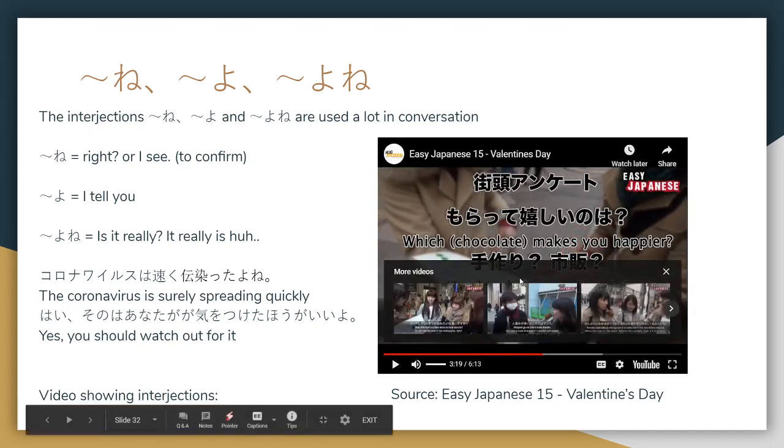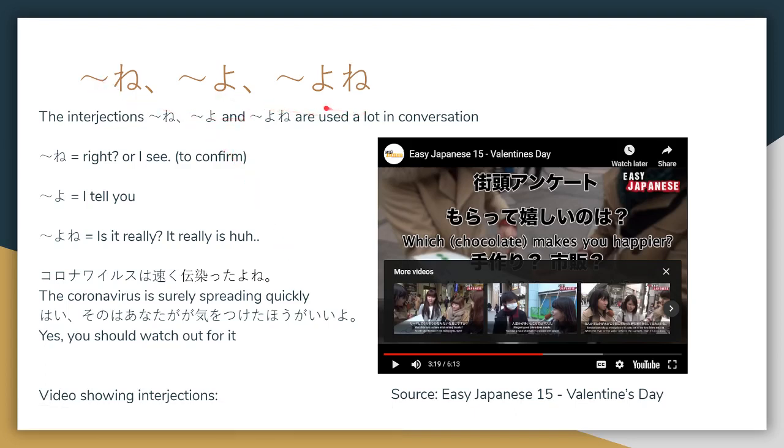Okay, so as you can see, a lot of ne is used. Yo is not used as much, but in the previous video I watched, Easy Japanese number 13, I think, yo ne was used. So yo ne is often used whenever you are expressing surprise. If you're surprised that someone does something, you can add yo ne and make it a question by raising it, like an interjection.